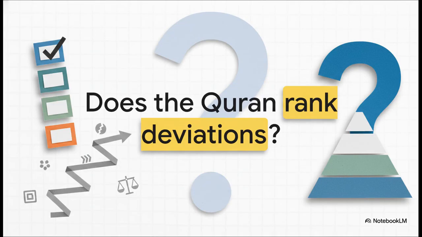But seeing all these different functional types of wrongs naturally leads us to a really crucial question, doesn't it? If the text uses all these different, specific terms, does the Quran actually rank these deviations into a numbered hierarchy, just like those traditional checklists suggest?